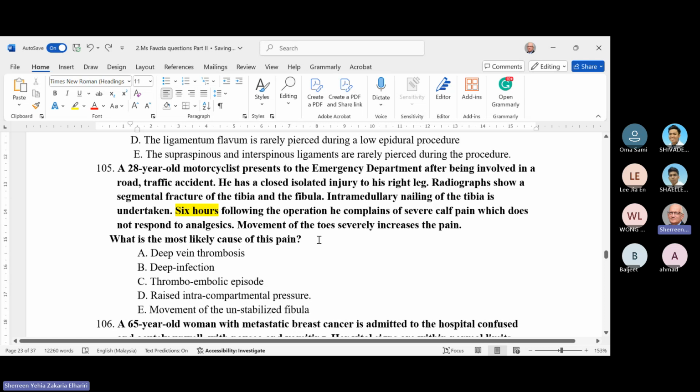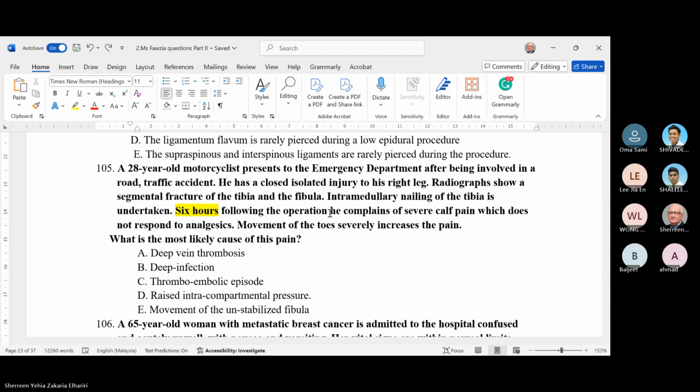Of course this is impossible to be deep venous thrombosis because it needs time, and this is just 6 hours after surgery. Because with intramedullary nailing they do a lot of work, they put a nail inside the tibia, for example. So what happened? Of course not DVT, not infection, because infection does not appear after 6 hours. Not a thromboembolic episode also. So what is the answer? D. Raised intra-compartment pressure.